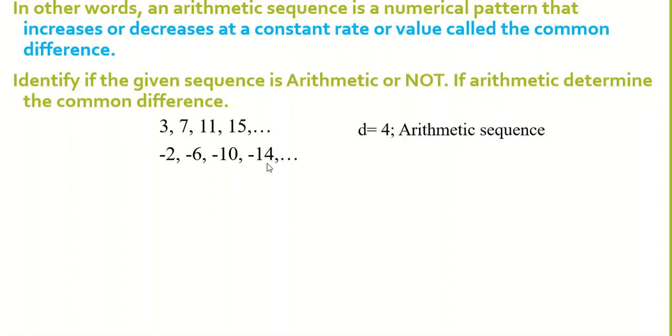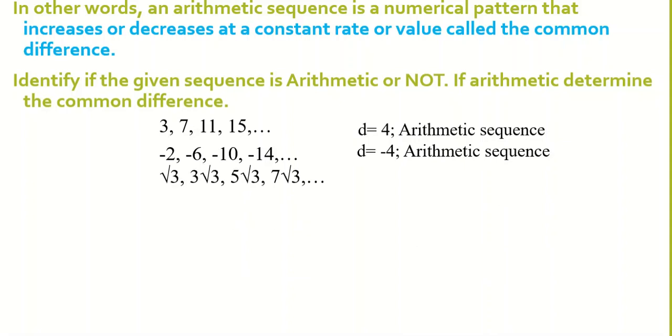So that would mean negative 14 plus 10 is negative 4. And negative 10 plus 6 is negative 4. Negative 6 minus negative 2 means negative 6 plus 2, and that is negative 4. So that is an arithmetic sequence.